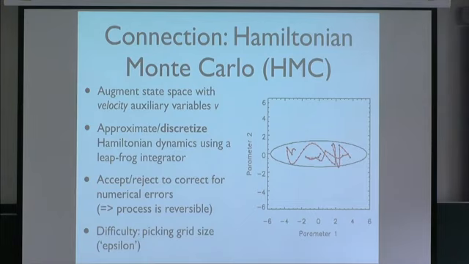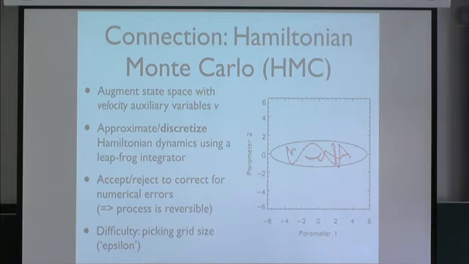But if we're not in a normal distribution case, we have to discretize these Hamiltonian flows, and this means that we use a leapfrog integrator. And at the end of the day, in order to preserve the right invariant distribution, we need to accept or reject to correct for numerical errors. Some of the ways to do this correction make the process reversible. But more importantly, there's a practical difficulty, which is to pick the grid size of this discretization.